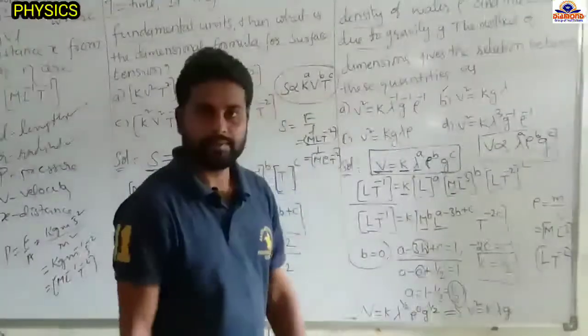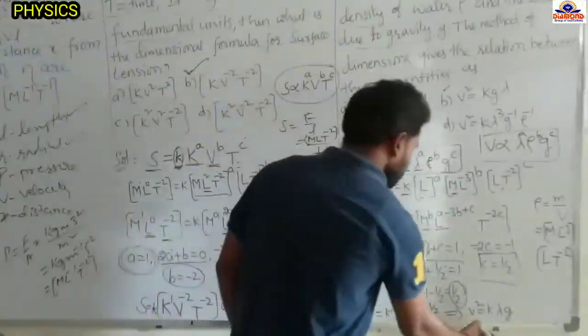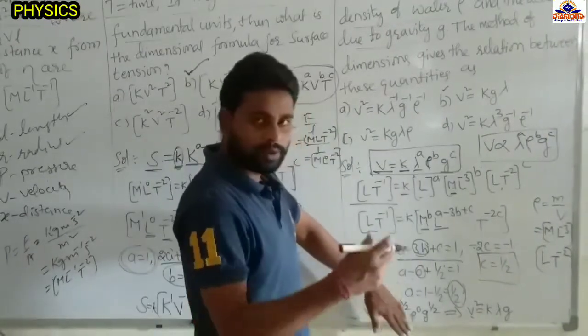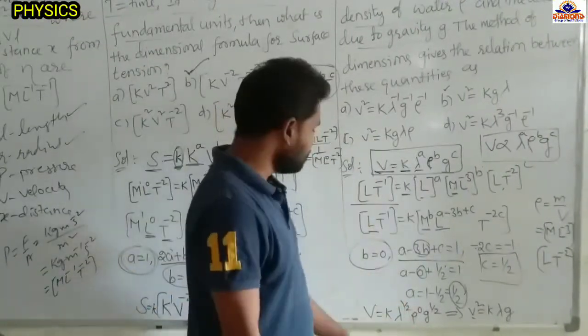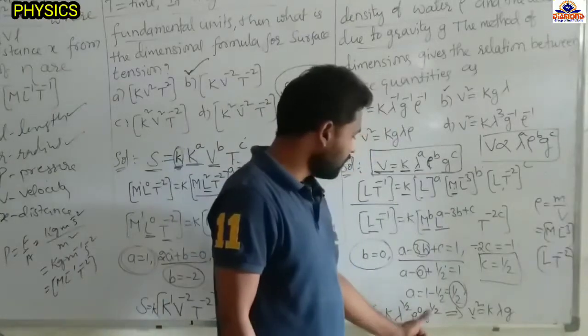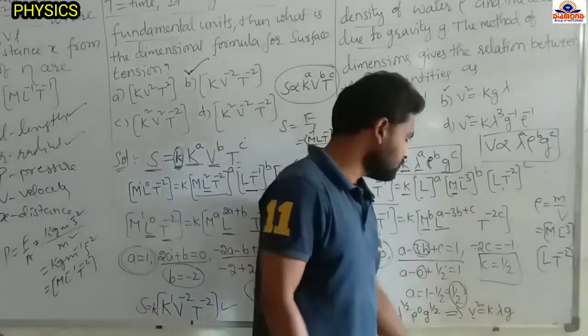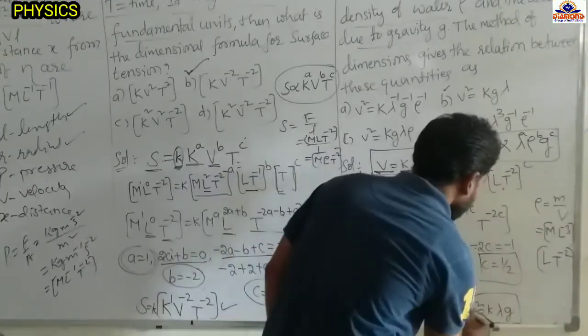I am squaring both sides. So v square equal to the dimensional constant same as it is, I am writing lambda power 1 by 2 whole square, 1 by 2 will be cancelled, then we will get lambda, and g power 1 by 2 whole square means 2 will be cancelled, we will get g. So v square equal to k lambda g.